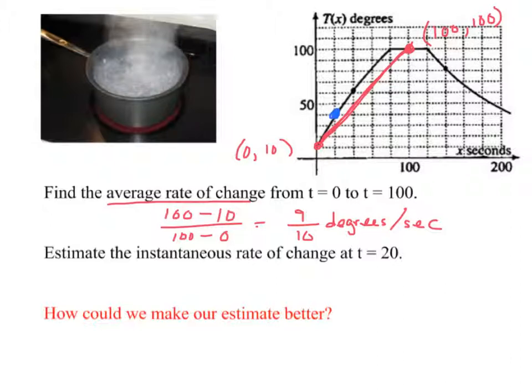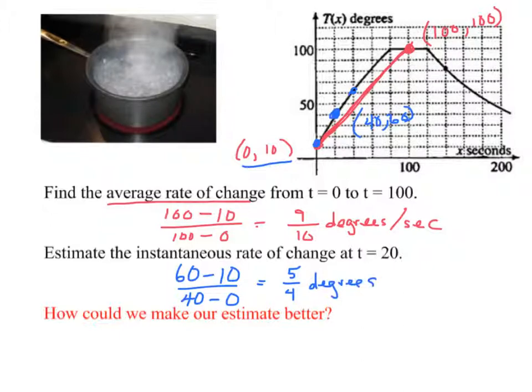Well, I think the easiest way, again, is to just pick a point on either side. We already have this point at 0, 10. This other point looks like 40, 60. So let's find the slope. 60 minus 10 over 40 minus 0. So 50 over 40, or 5/4 degrees per second.